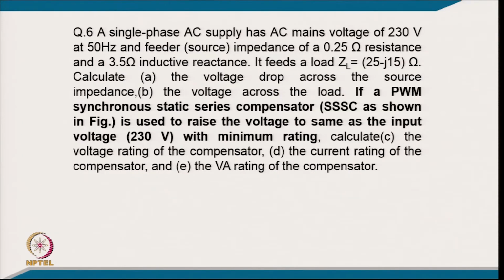Now, coming to the sixth numerical: a single phase AC supply has an AC mains voltage of 230 at 50 hertz and feeder source impedance of 0.25 ohm resistance and 3.5 ohm inductive reactance. It feeds a load of ZL equal to 25 minus j15 ohm. Calculate the voltage drop across the source impedance and the voltage drop across the load. A PWM synchronous static compensator SSC is used to raise the voltage to the same as the input voltage of 230 volt. With the minimum rating, calculate the voltage rating, current rating, and VA rating of the compensator.